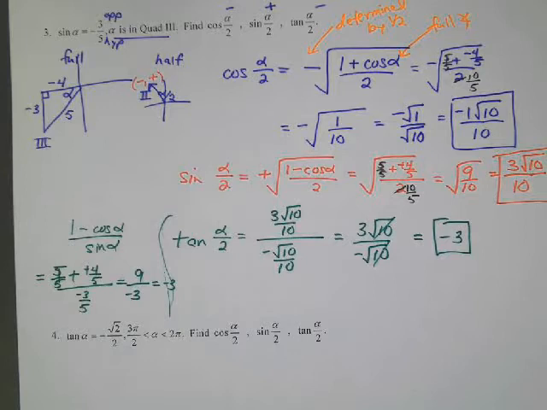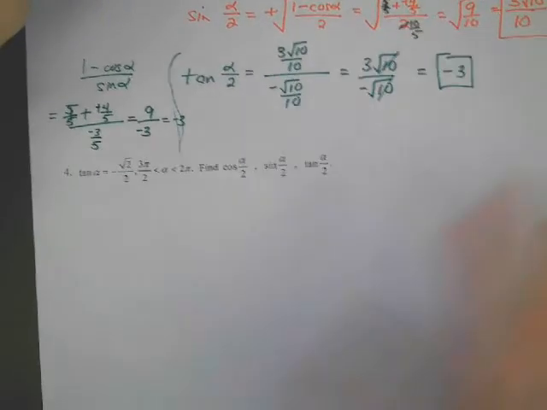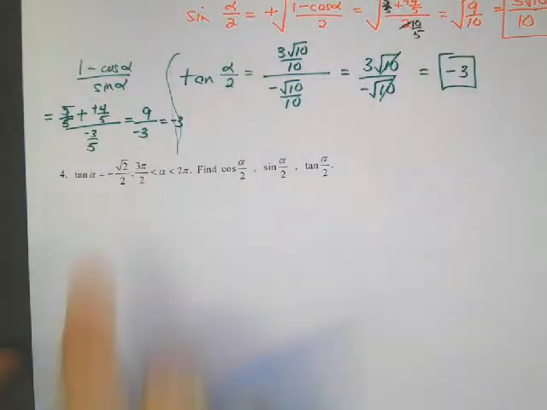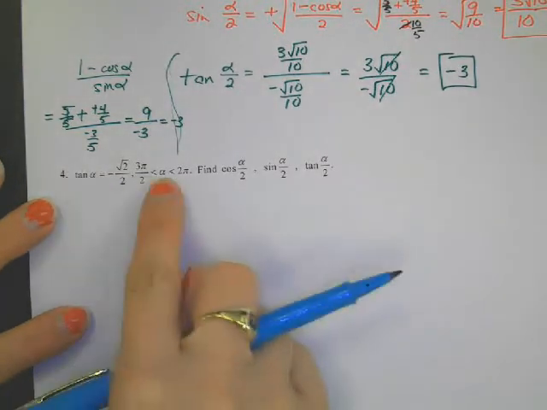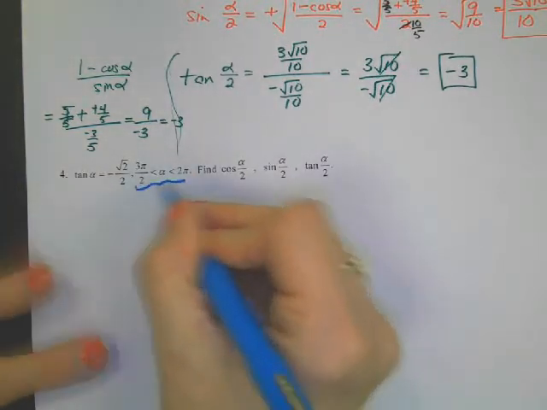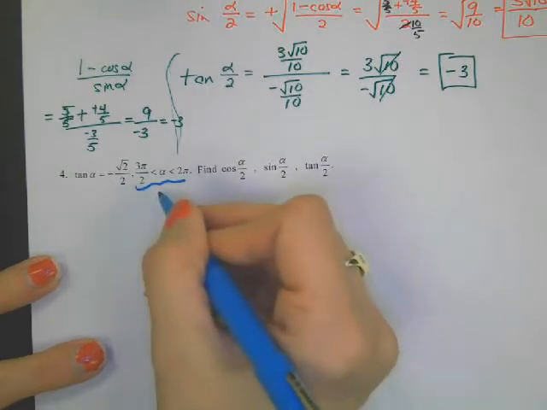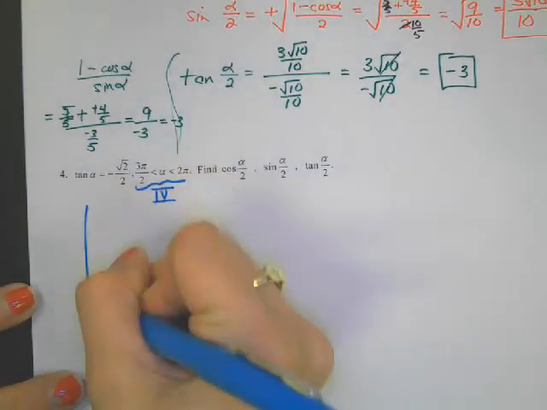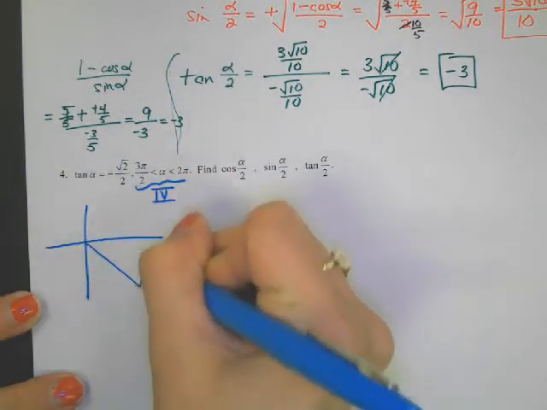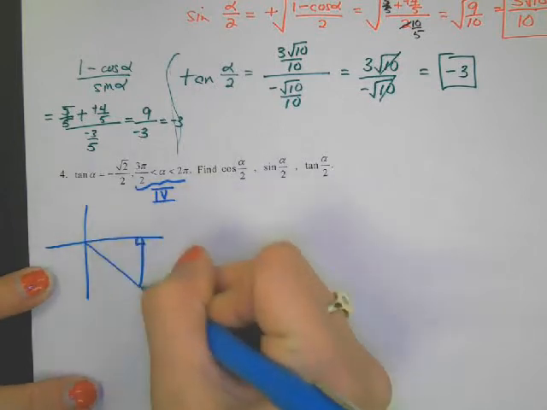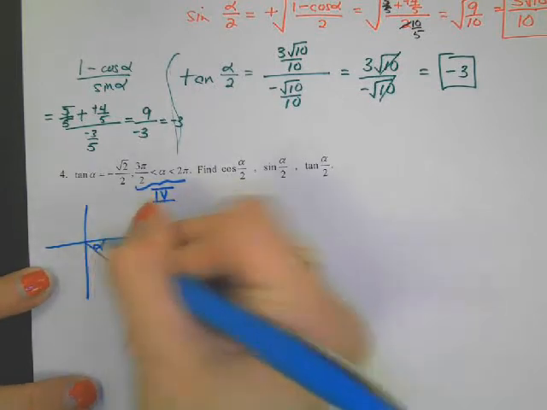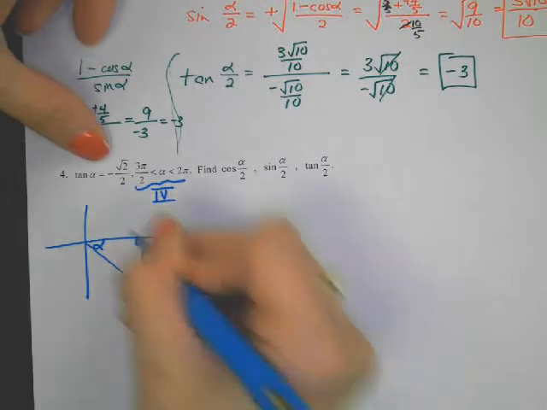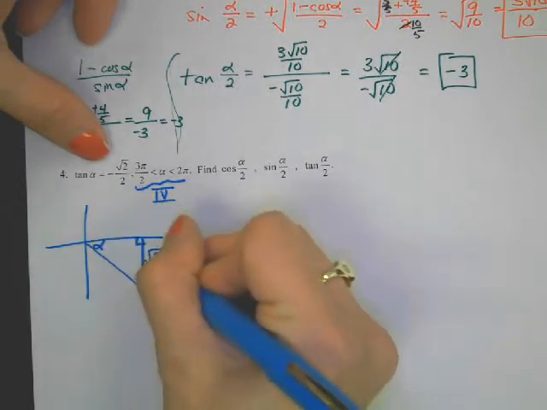Okay, let's try one more. Tangent of alpha, where alpha is between 3 pi over 2 and 2 pi. What quadrant is that? Yes, that's quadrant 4. So let's draw our full alpha picture in quadrant 4. Remember, origin into the quadrant, x-axis. Here's full alpha. Tangent is opposite over adjacent. Radical 2 over 2. And which one gets the negative? Do they both get negative?